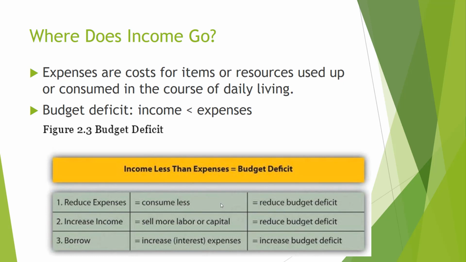One of the first ways to reduce your budget deficit is to consume less. Instead of eating out, cook at home. To save on fuel costs, consider carpooling. If you want to increase your income to help reduce your budget deficit, you can work more hours, get a second job, or find a way to sell more capital.